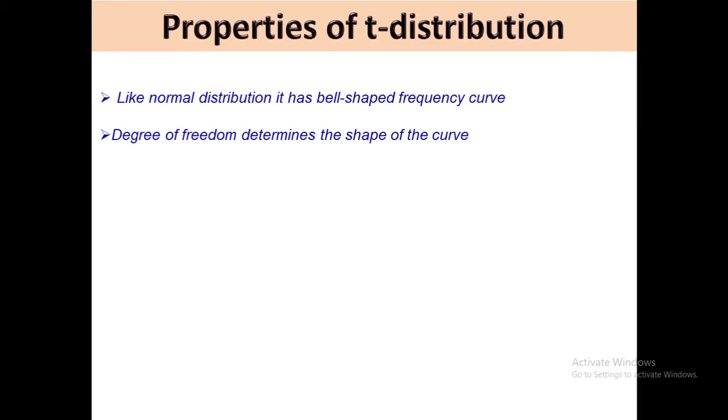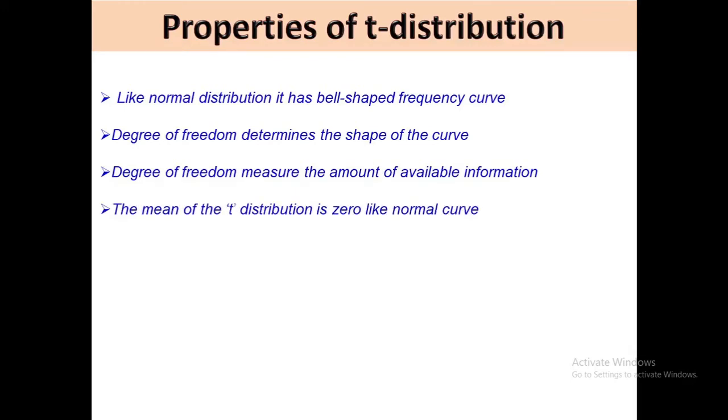The degree of freedom measures the amount of information available in the data that can be used to estimate the population variance. Hence, they measure the reliability of sample variance as an estimate of variance. If the sample size becomes very large, there is no difference between t-distribution and normal distribution. Like a normal curve, the mean of t-distribution is 0. The t-distribution can be used even in large samples, but the large sample theory cannot be used for small samples.